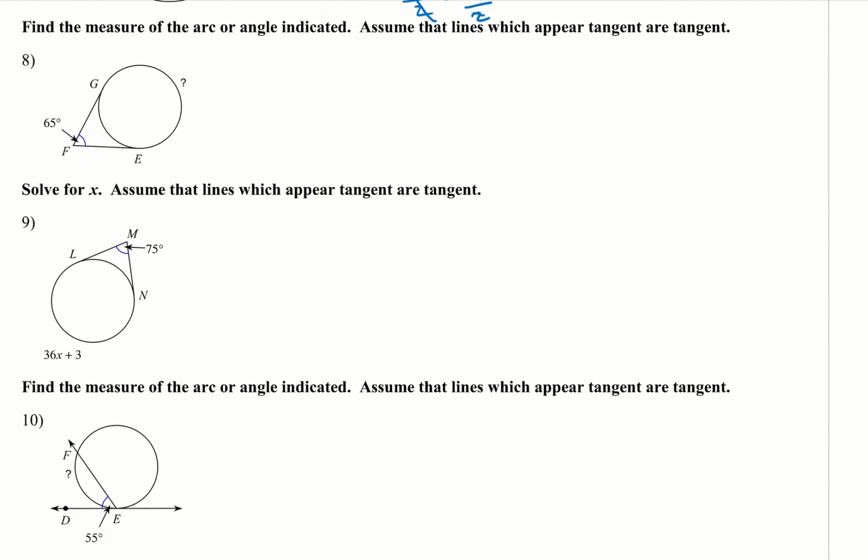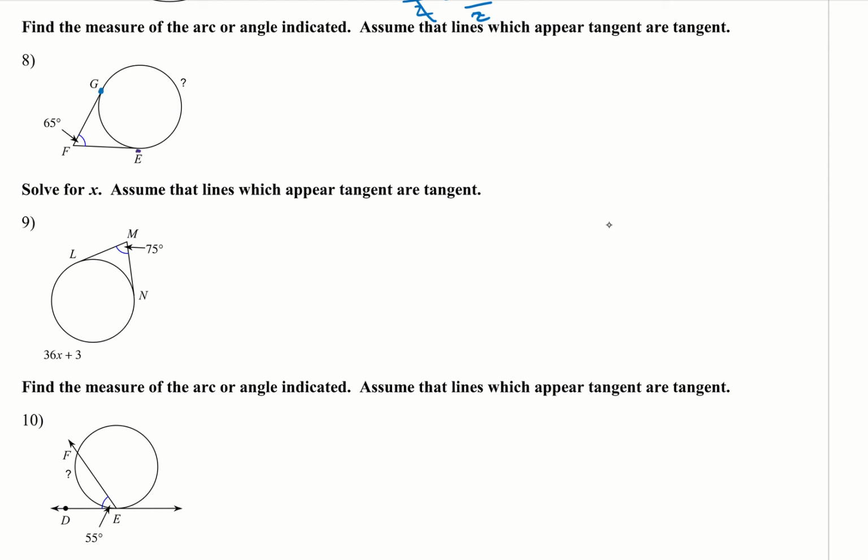Find the measures of the arc or angle indicated. Assume that lines which appear tangent are tangent. So again, we got two tangents here. This time we know the angle and we're trying to find the arc. Remember that this is a theorem that states that if you wanted to find the angle of two tangents on the outside, or two secants, or any combination of those on the outside, you take the difference of the intercepted arcs.